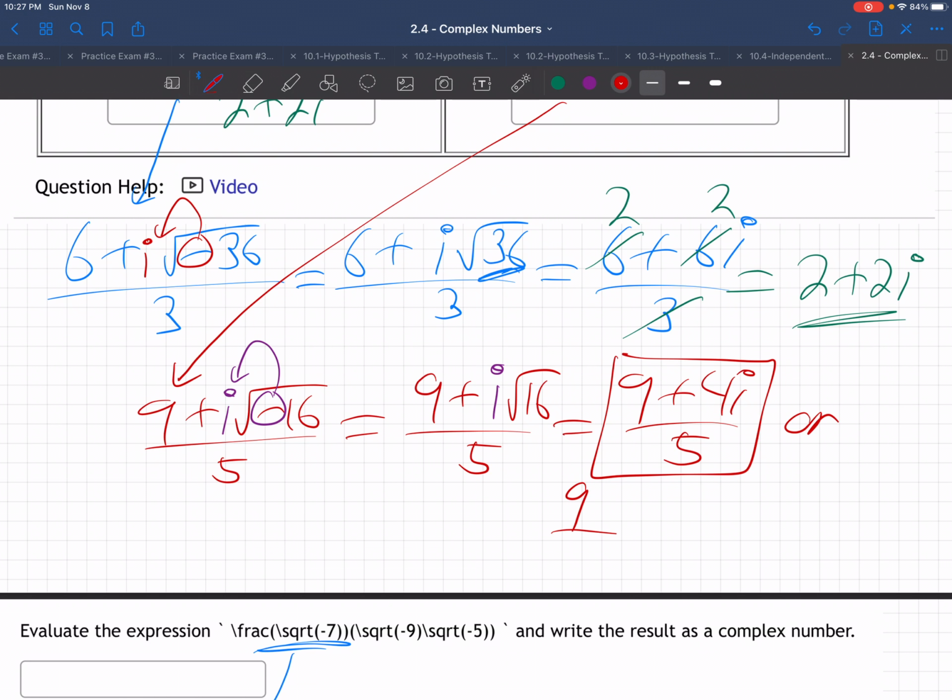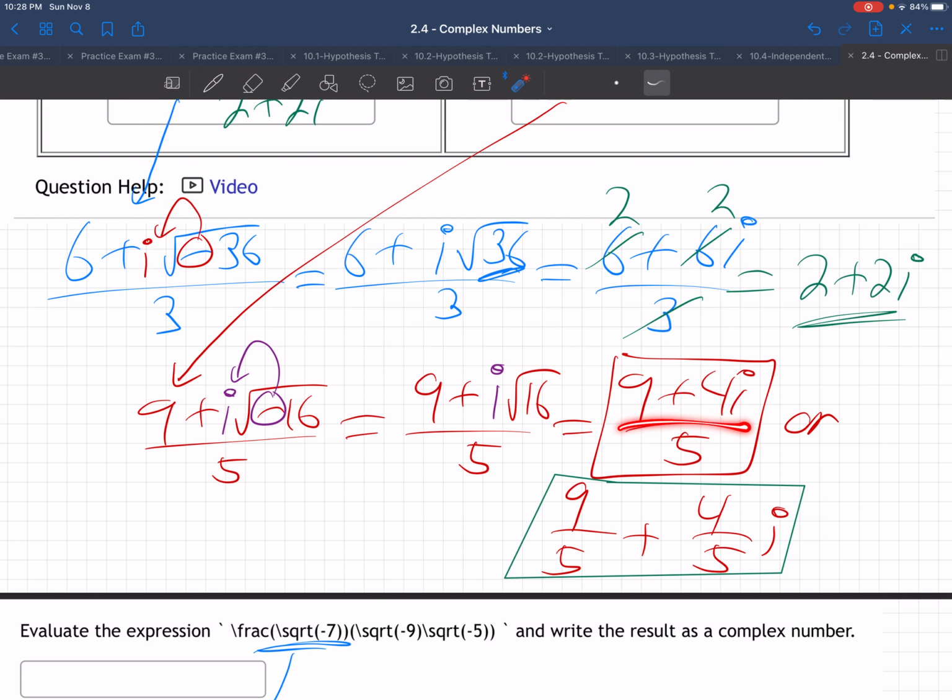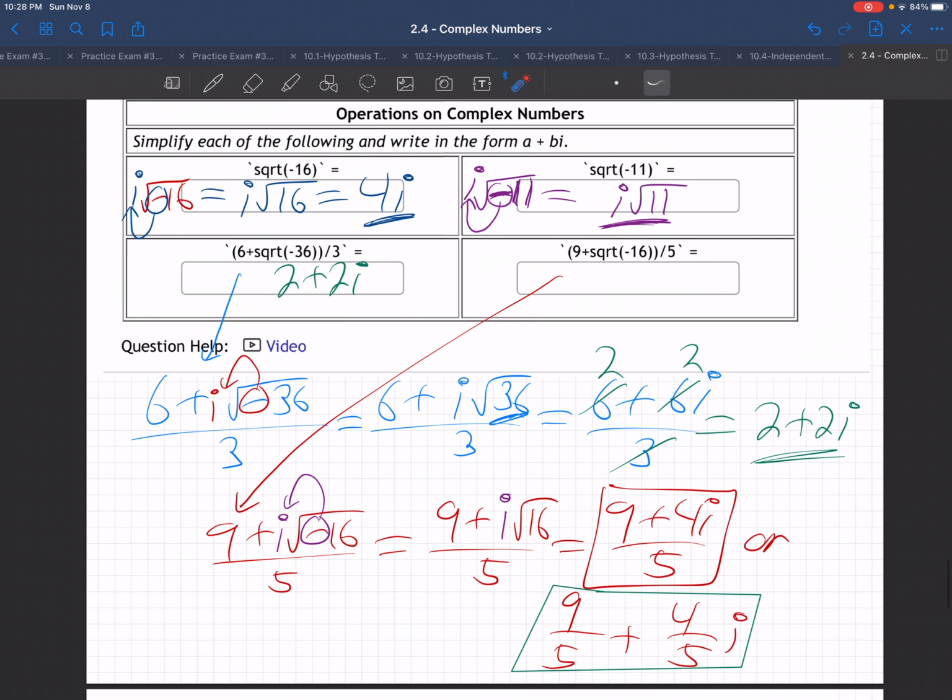Or you can separate it and write it in 2 separate terms like this. It's the same thing either way you do it. See what we did there? So they're both together over the 5 or they're separately over the 5. It's the same thing either way. So there we go for all 4 of those.